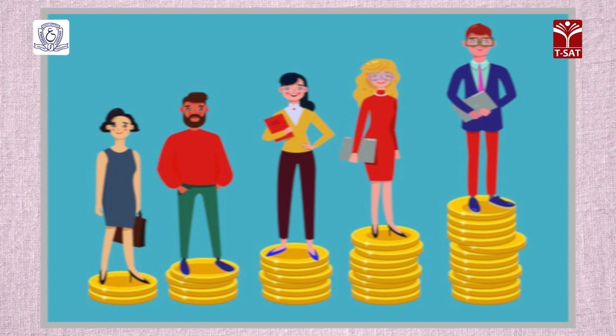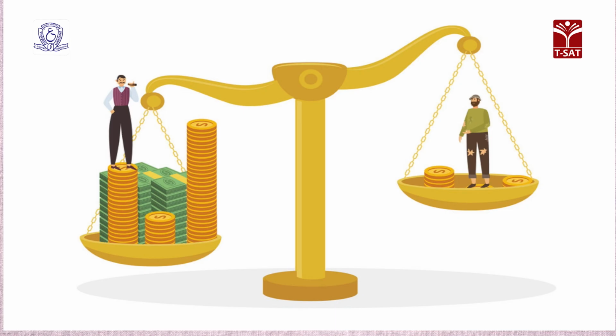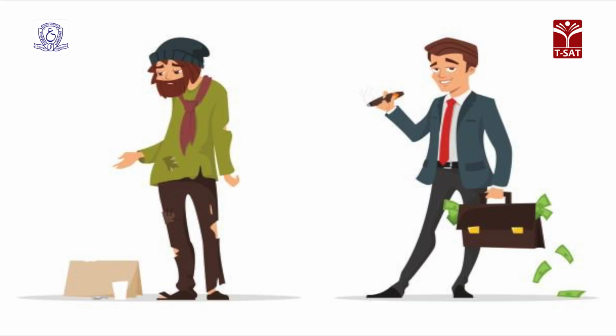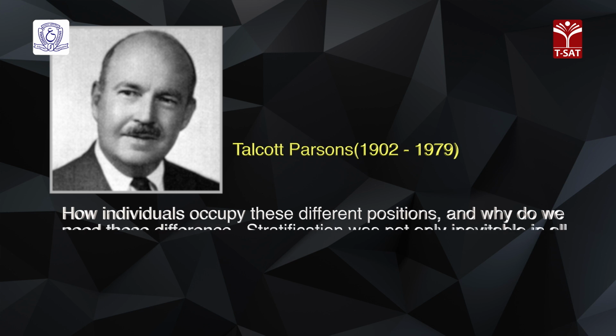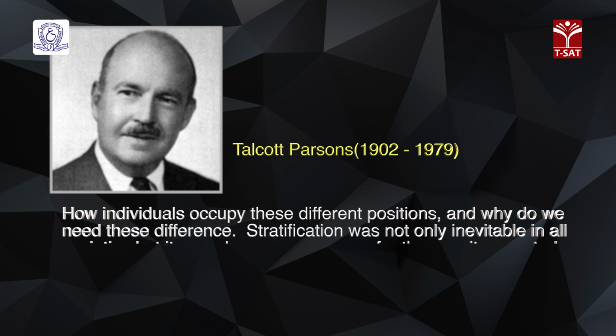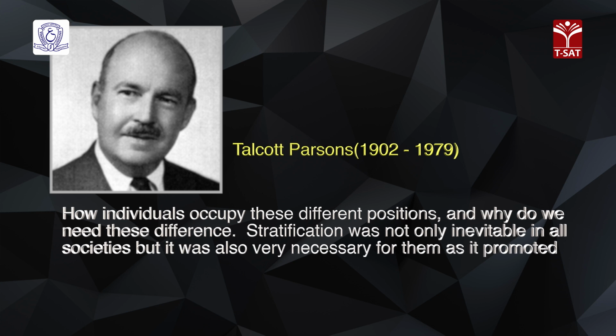Social stratification exists in all societies, and every society has its hierarchy in which different individuals are placed. The main problem for the structural functionalist such as Talcott Parsons was how individuals occupy these different positions, and why we need these differences. Stratification was not only inevitable in all societies, but it was also very necessary for them, as it promoted stability and order.